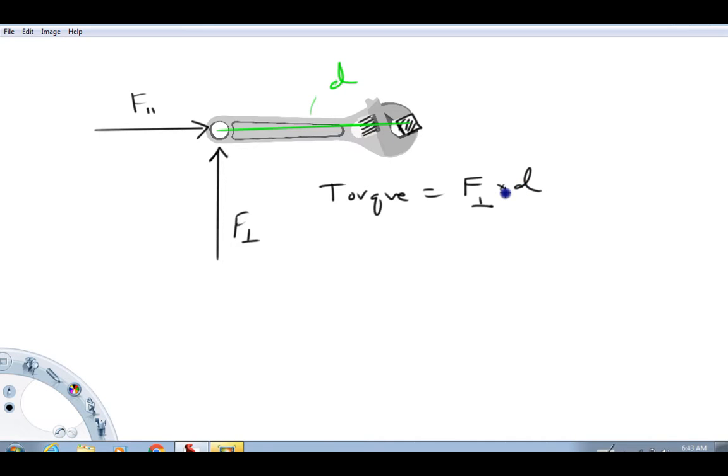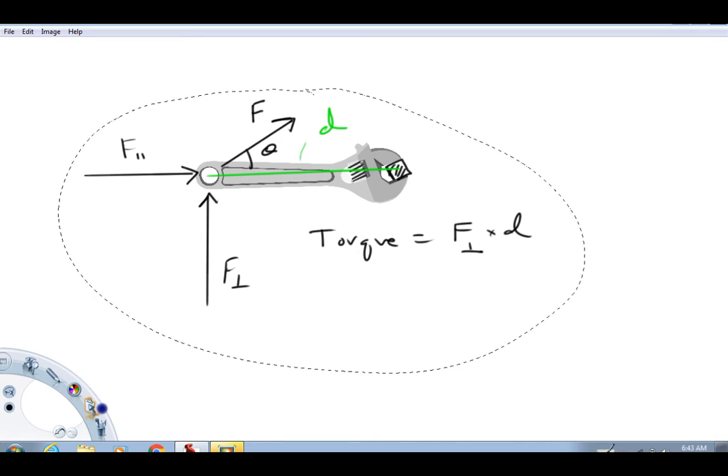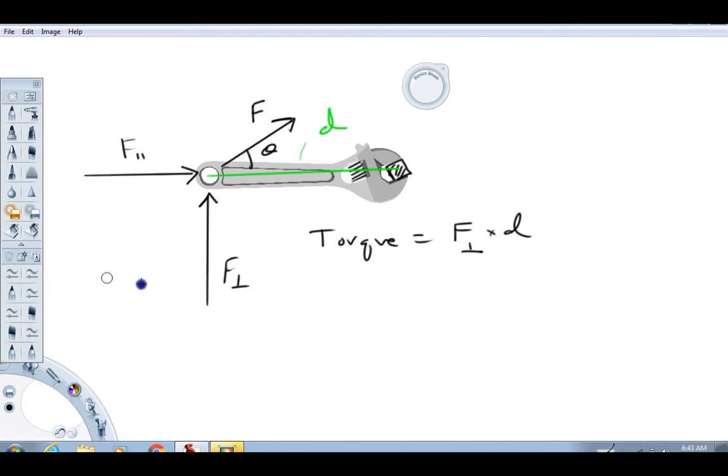Now, let's talk about what happens if this force makes some sort of angle, like maybe this. Maybe we apply a force here on the wrench this way, at an angle, let's say theta. When calculating the torque, let me move this so I can get a little room, and let me get rid of these other forces that I no longer need. All right, so if I want to calculate the torque produced by this force about this point, I'm just going to do it the same way.